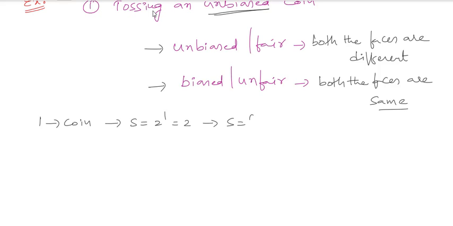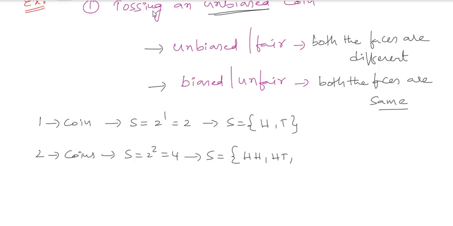Sample space S is nothing but what? Head and tail, you will have it as. Similarly, if I toss 2 coins, the sample space is 2 squared, which is 4. Then what is the sample space? Head head, head tail, tail head and tail tail. Am I right or not?